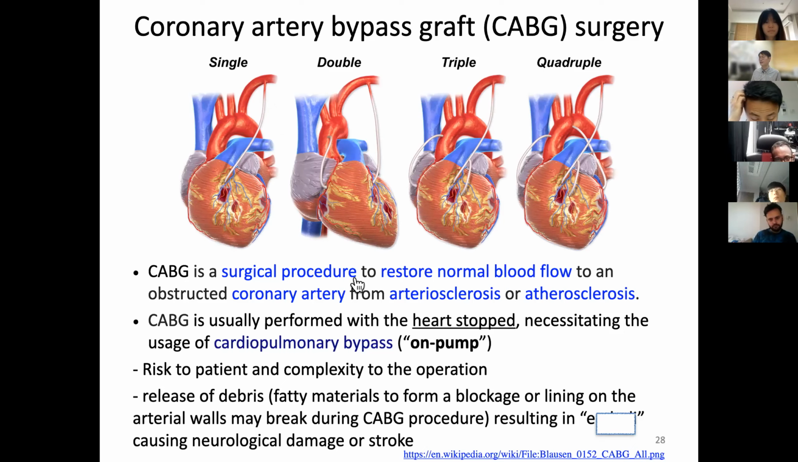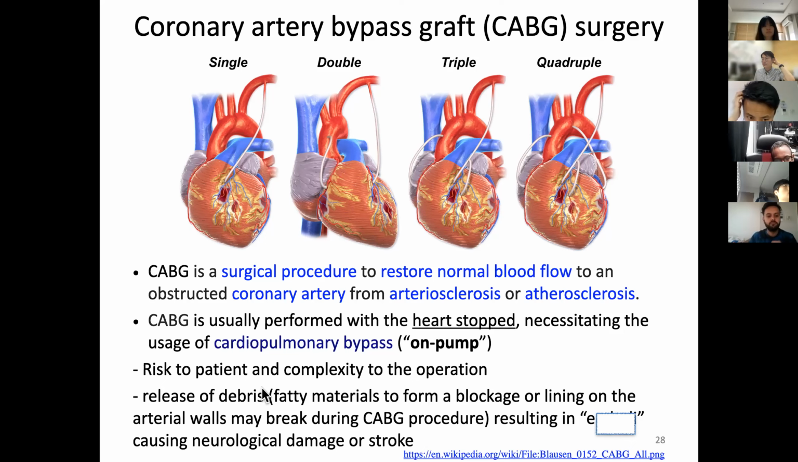So it's a very complicated surgical procedure, of course, to restore normal blood flow to an obstructed coronary artery in a patient who suffers from arteriosclerosis or atherosclerosis. So arteriolar rigidity and atherosclerosis. And CABG is usually performed with the heart stopped, so it requires cardiopulmonary bypass, or CPB, or what we call on-pump. And what we want to know is the risk of infarction. Okay, so it's not simple, so there is risk to the patient and complexity of the operation.